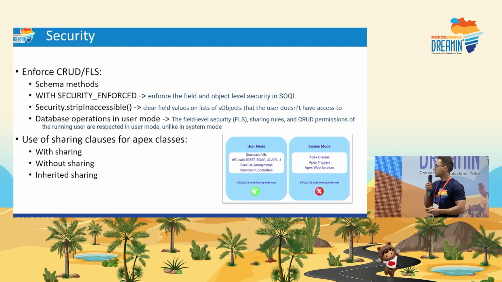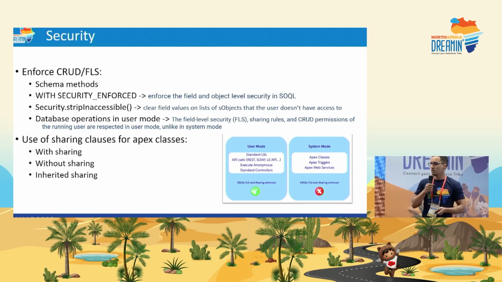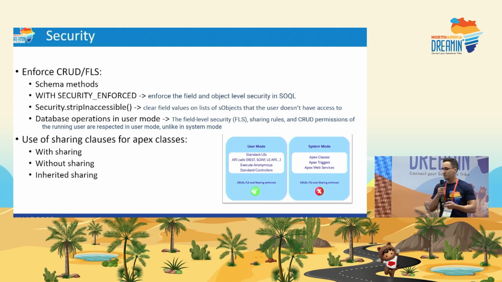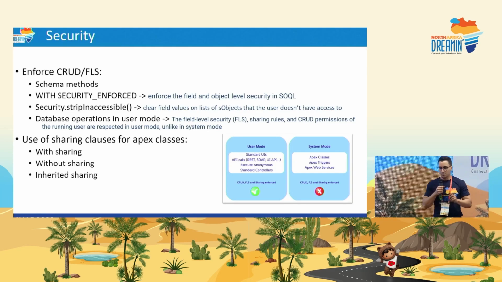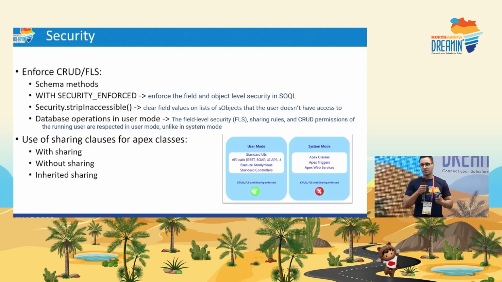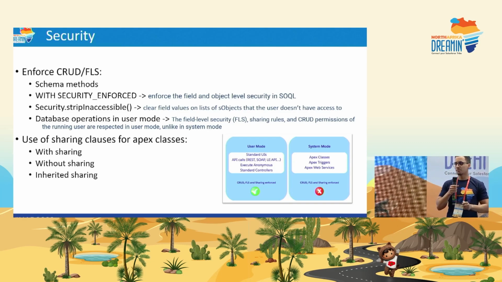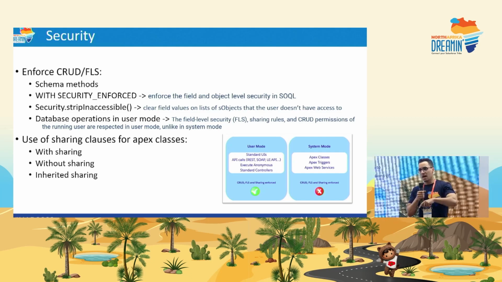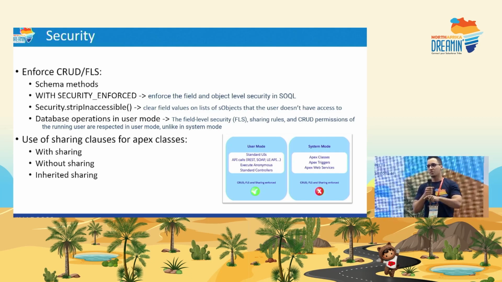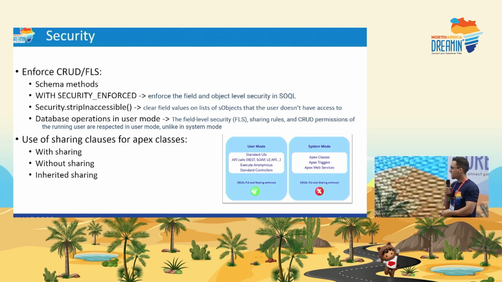And finally, the use of sharing clauses. So whenever we create a new Apex class, you can find by default with sharing, but we can also update it to without sharing or inherited sharing. And actually, there's one point about this part: for example, if class A is without sharing and it's using a method from class B that is with sharing, the method from class B being called by class A is gonna apply the sharing of its own class, which is gonna be with sharing in that case. I hope I didn't confuse it.